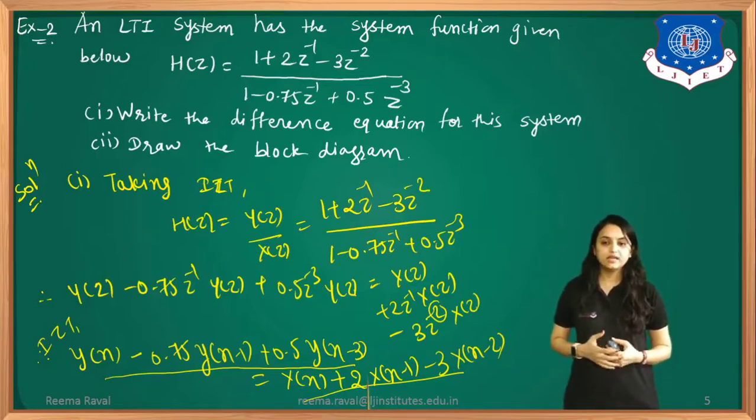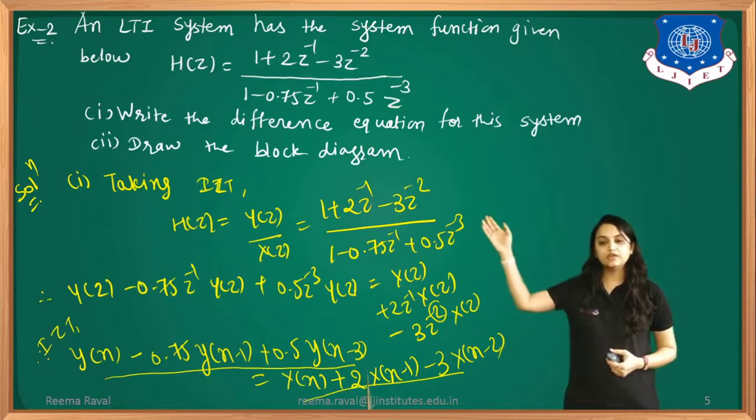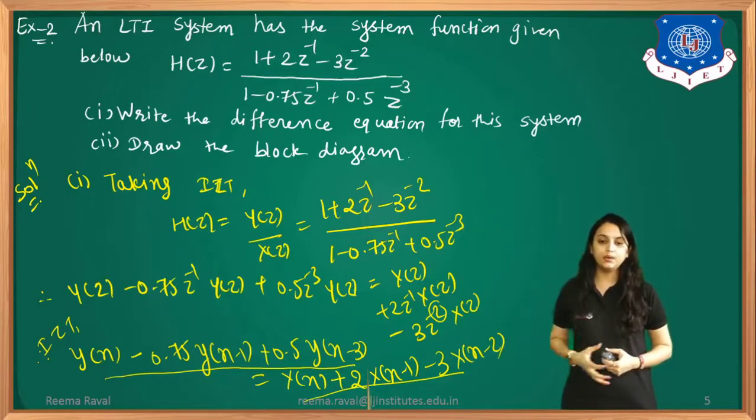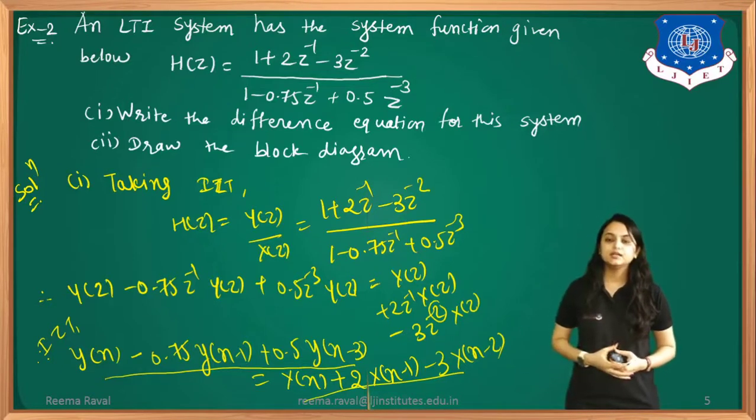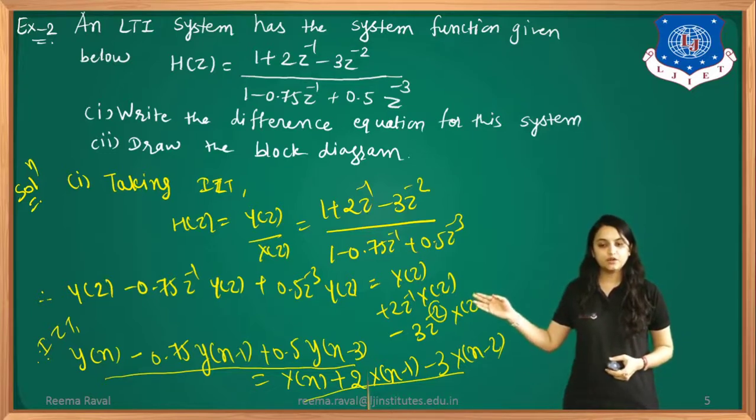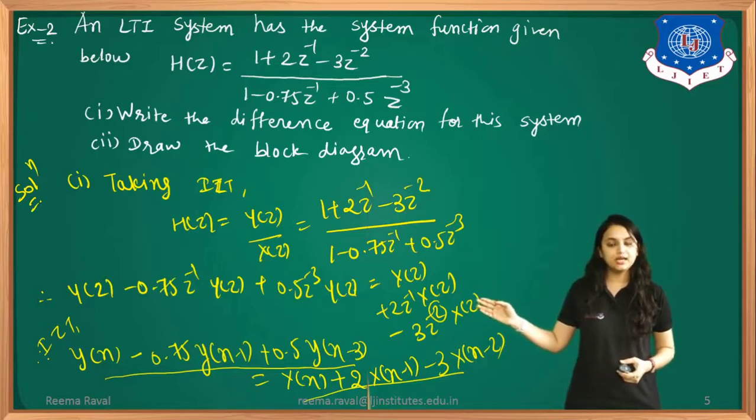So H of z is given as Y of z by X of z, which is given to us. Okay? Now we cross multiply the equation, and we will have the left hand side, which is Y of z minus 0.75 z inverse Y of z plus 0.5 z to the power minus 3 Y of z, equals X of z plus 2z inverse X of z minus 3z to the power minus 2 X of z.